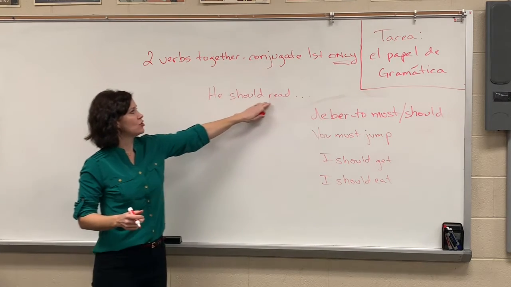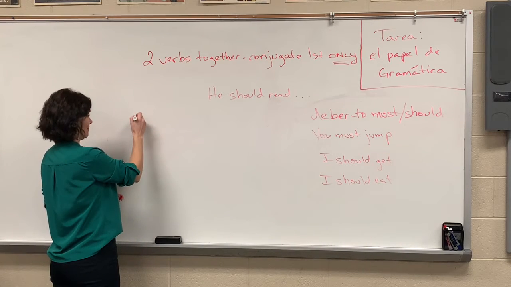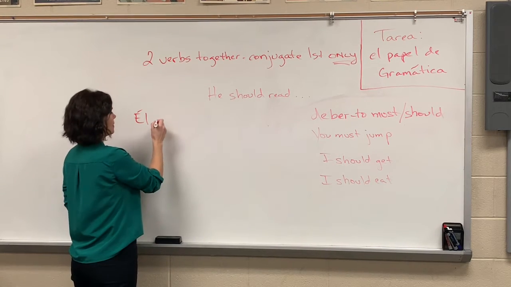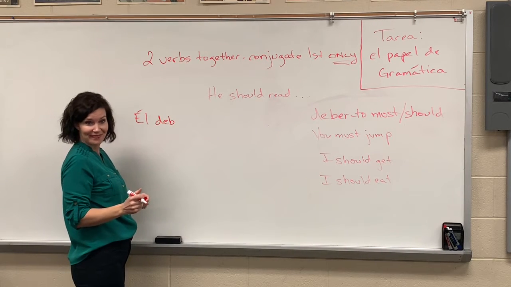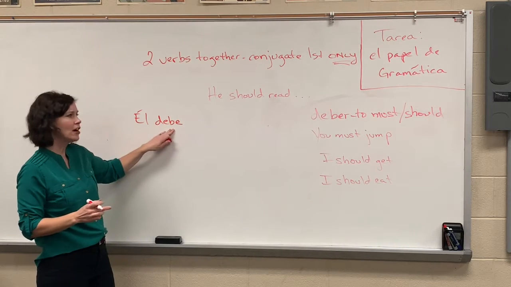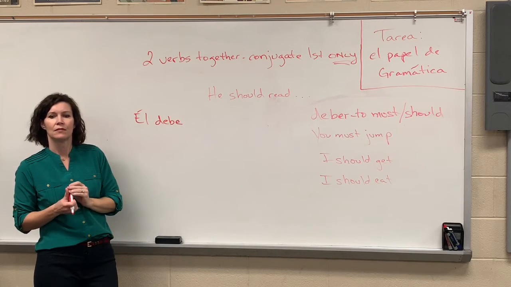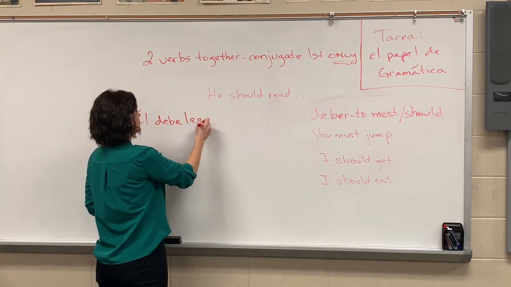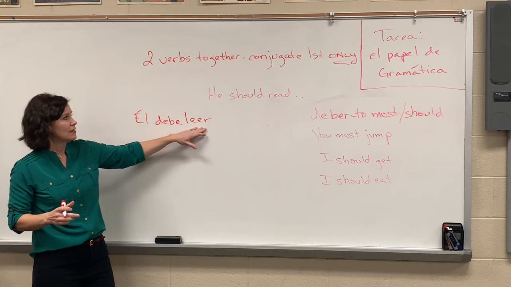So let's go ahead and do this one. He should read. So how do you say he? Él. And then he should would be what? Okay, you've got the root here, and then what's on the end? Just the E, okay? So él debe, so you've got that conjugated. And then how do you say to read? Remember that one? Leer, muy bien. Él debe leer. So he should read.